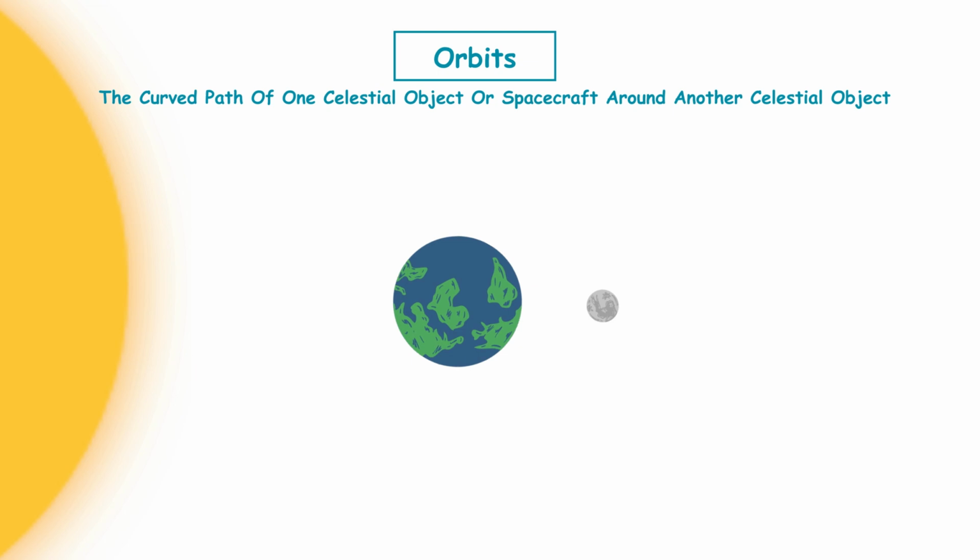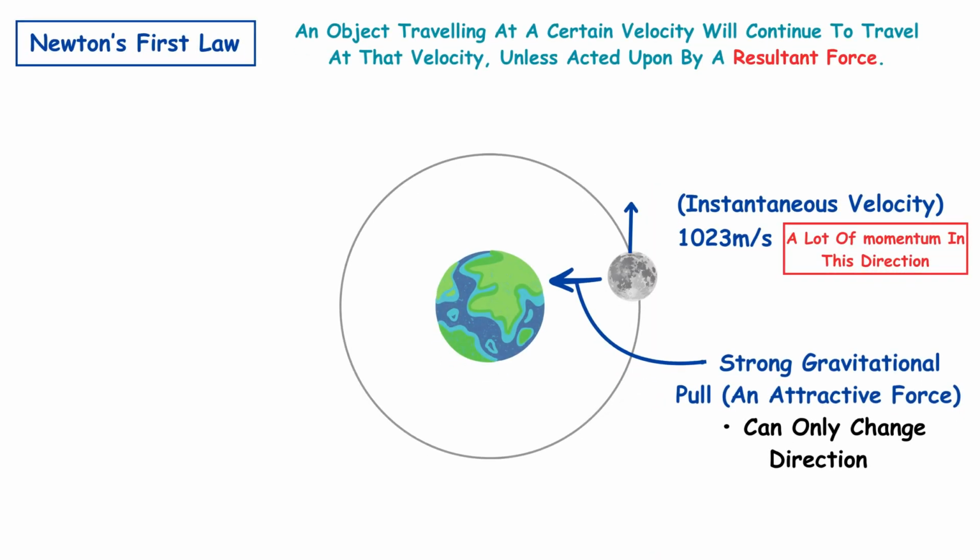The key question we are going to try to answer in this video is why objects behave this way and move in an orbit rather than simply flying off in a straight line or being pulled directly into the object they are circling. According to Newton's first law of motion, an object moving at a certain velocity will continue to move at that velocity unless it is acted upon by a resultant force. So, if the Moon is moving in a particular direction at a speed of 1,023 meters per second, which we refer to as its instantaneous velocity, it should theoretically continue to move in that direction at the same speed indefinitely.